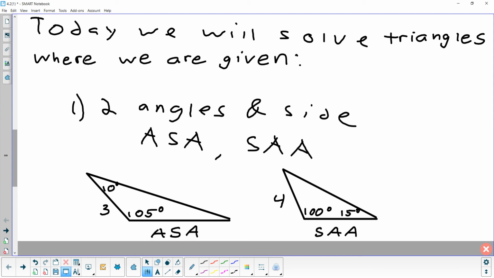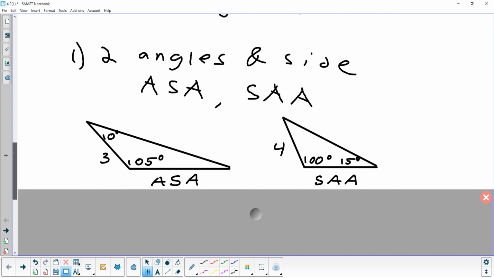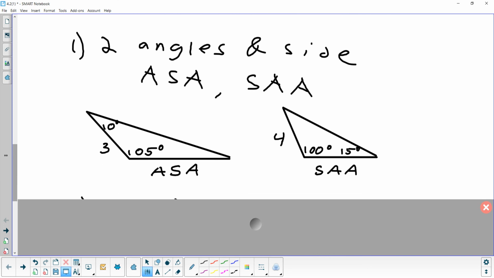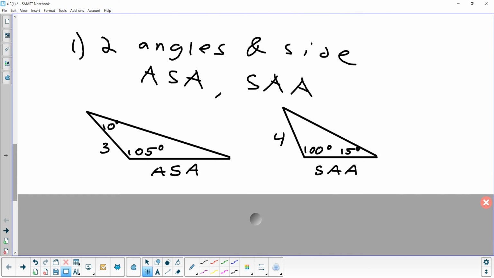And I've actually broken that down into 2 different things. Both of these are 2 angles and a side. Angle, side, angle is 2 angles and a side. Side, angle, angle is 2 angles and a side. So you might go, well, what's the difference? It's both 2 angles and a side. The difference is where the side is. Is the side that they gave you between the 2 angles, or is it not between them? It makes a little bit of a difference in how you solve it.